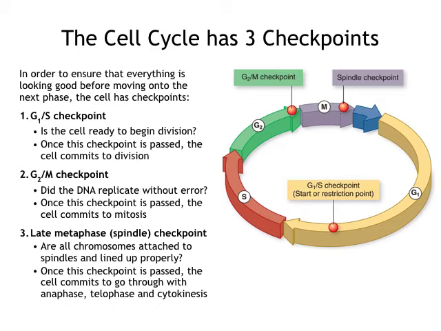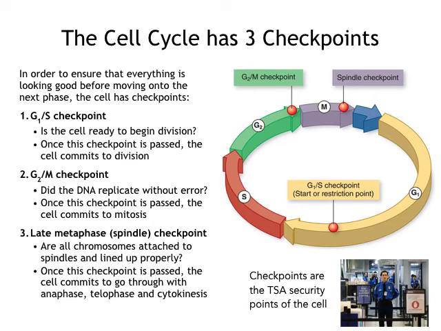So at metaphase, if all the chromosomes are not lined up in the middle, the cell will not proceed to anaphase. But once all the chromosomes are lined up in the center in the metaphase plate, then the checkpoint is passed, and the cell will proceed to go through anaphase, telophase, and cytokinesis. And here's a little visual reminder. Think of these checkpoints as the TSA airport security of the cell.